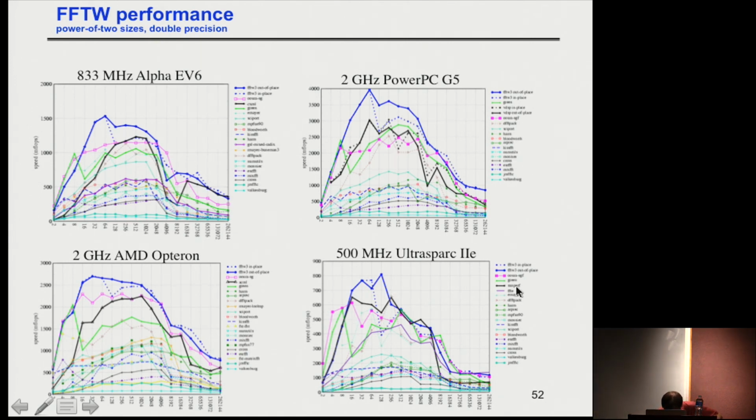One of the lines here is MKL, the tuned Intel library. I believe that is the black line, and you can see that they're beating MKL. In the meantime, MKL tries to adopt these things.